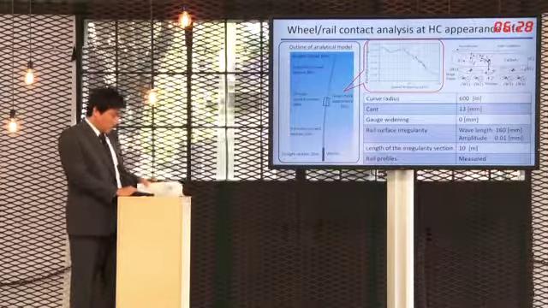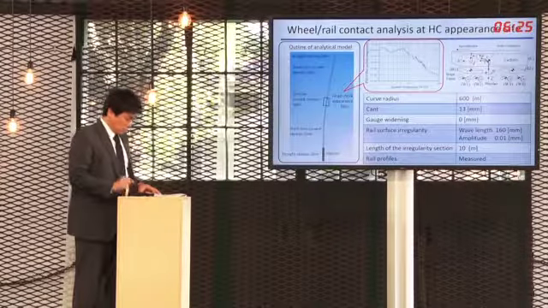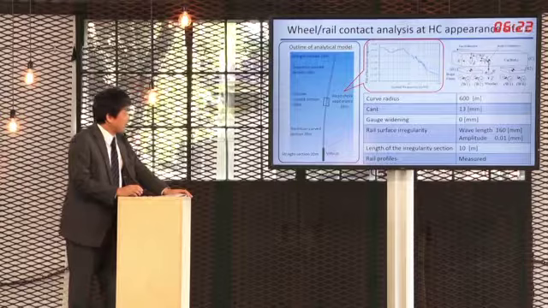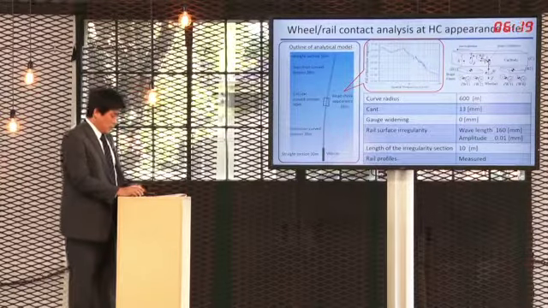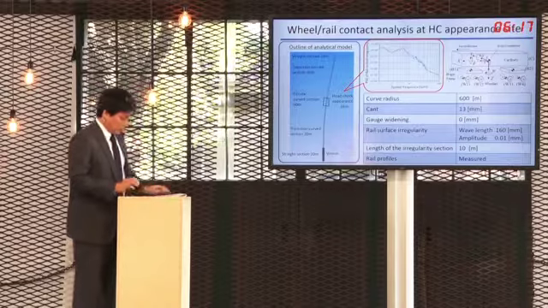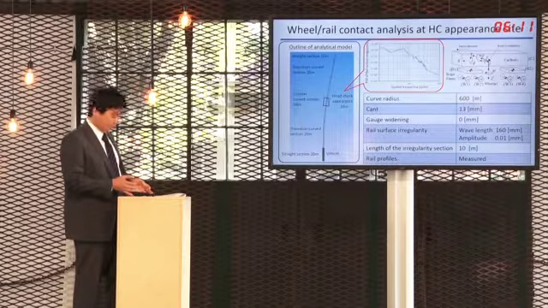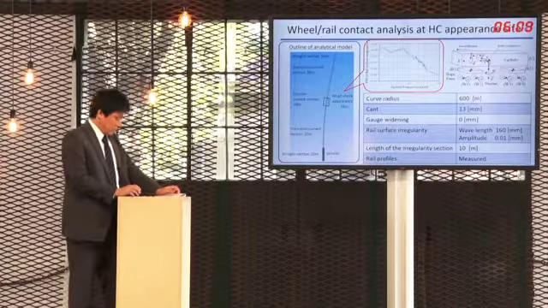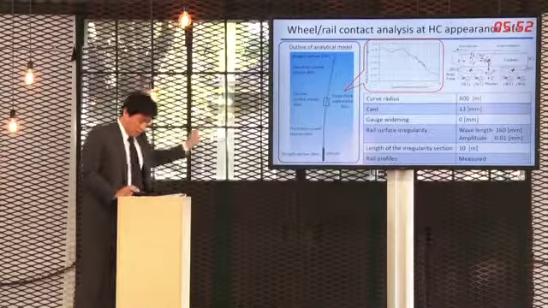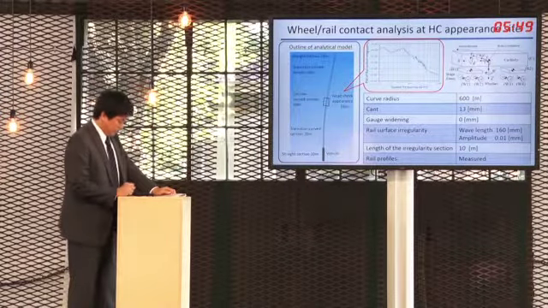Next, I will talk about the wheel and rail contact analysis at the head check appearance site. The rail surface irregularity, where the discontinuous type of the head check appeared, changes complicatedly. Therefore, we examine the contact conditions between wheel and rail in case of the vehicle running on the track, having a rail surface irregularity, by use of SIMPAC. Here shows the outline of an analytical model.